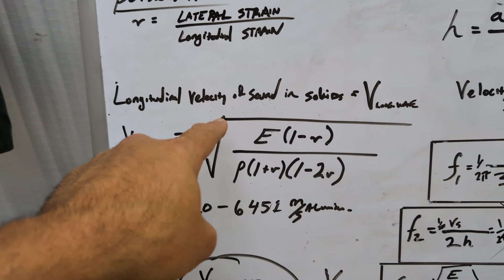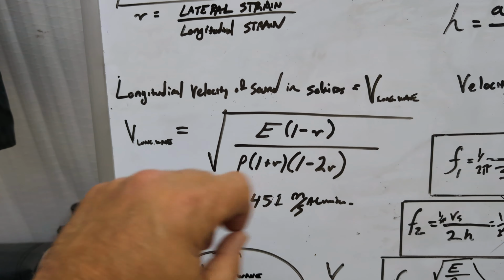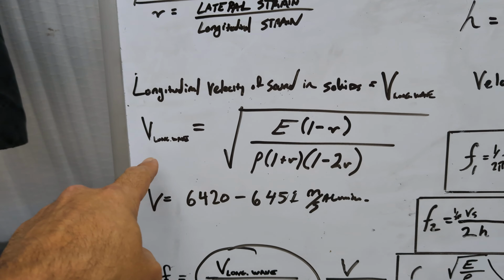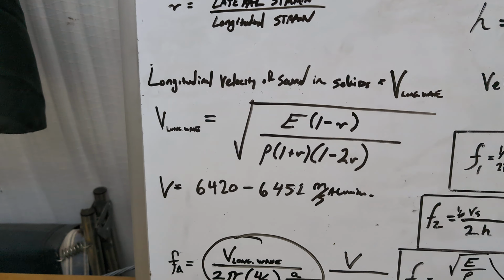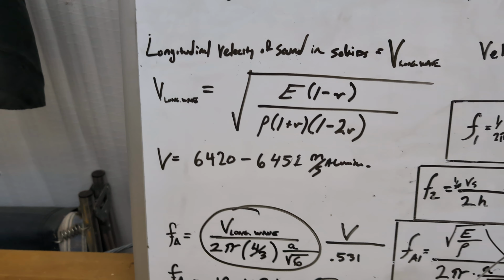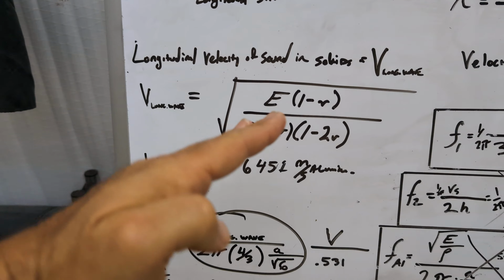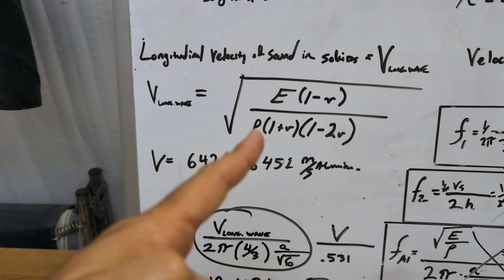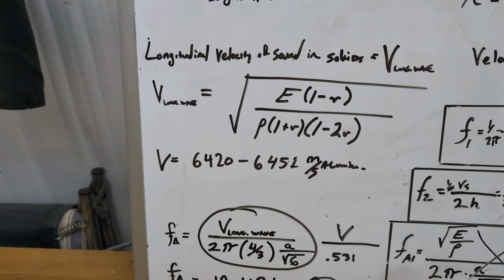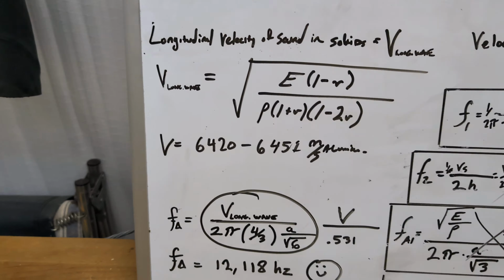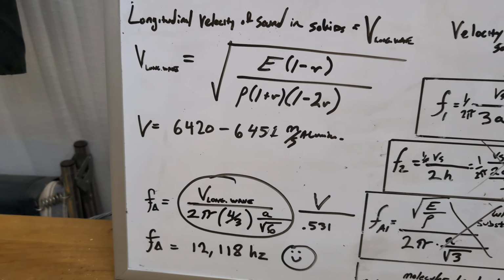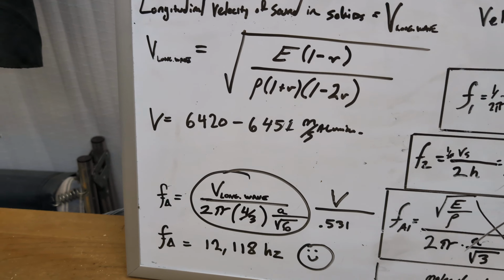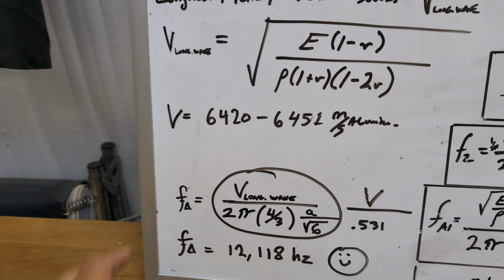Longitudinal velocity of sound in solids, we're going to call that velocity of a longitudinal fashion. Remember, there's longitudinal, which is like a shockwave going through a material, and then transverse, which is like a guitar string wobbling in the air. So there are different modes of vibration, and we're going with the longitudinal mode for these brittle substances like limestone or metal or what have you.